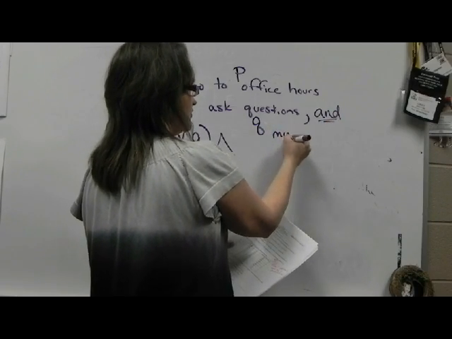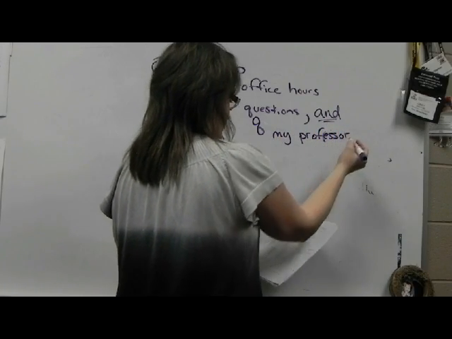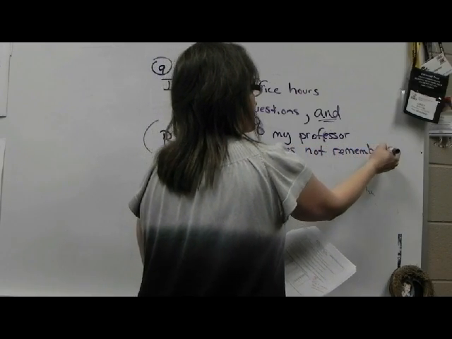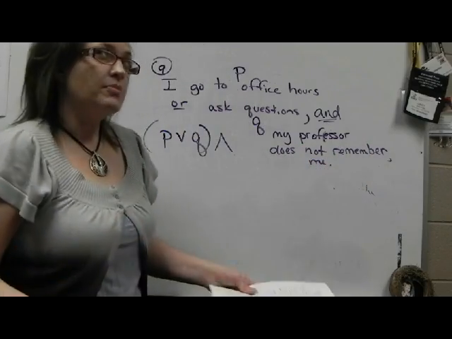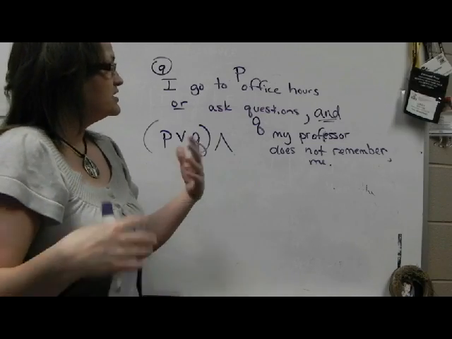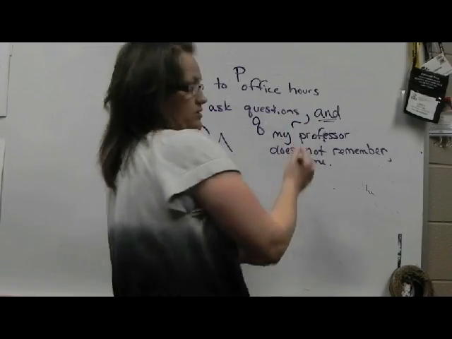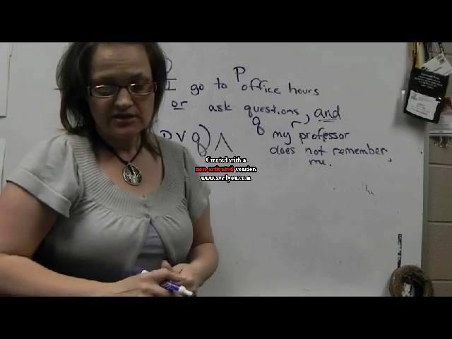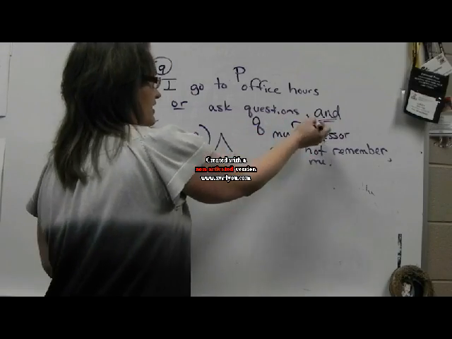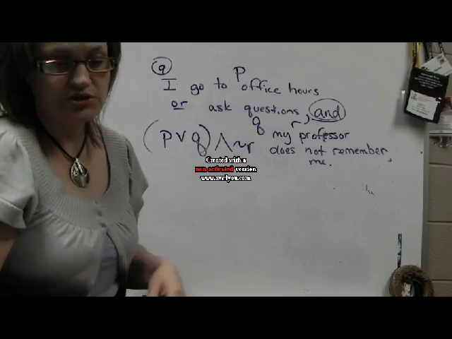And my professor does not remember me. Now, we could do this a couple of ways, but you have choices here, and we'll follow along with the choices that were given. The way it's given in the problem, my professor remembers me is statement R. So since it's "does not remember me," it'll be the negation of R. That's the choice you want to pick.